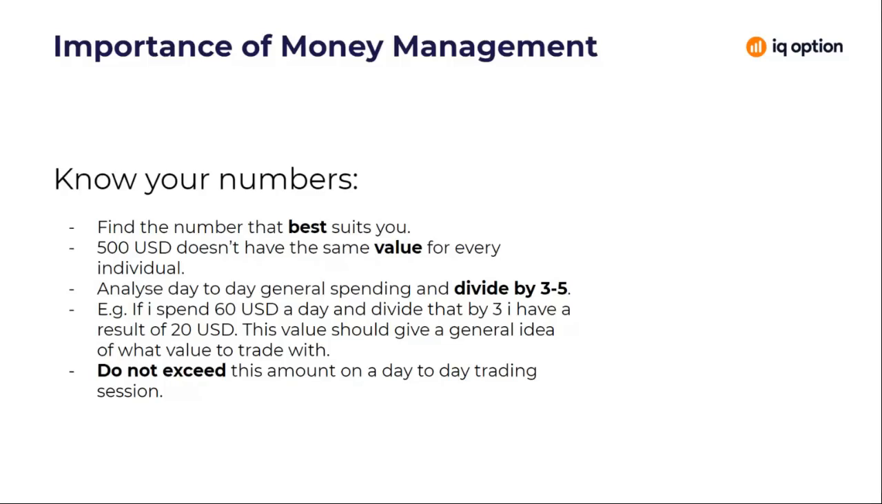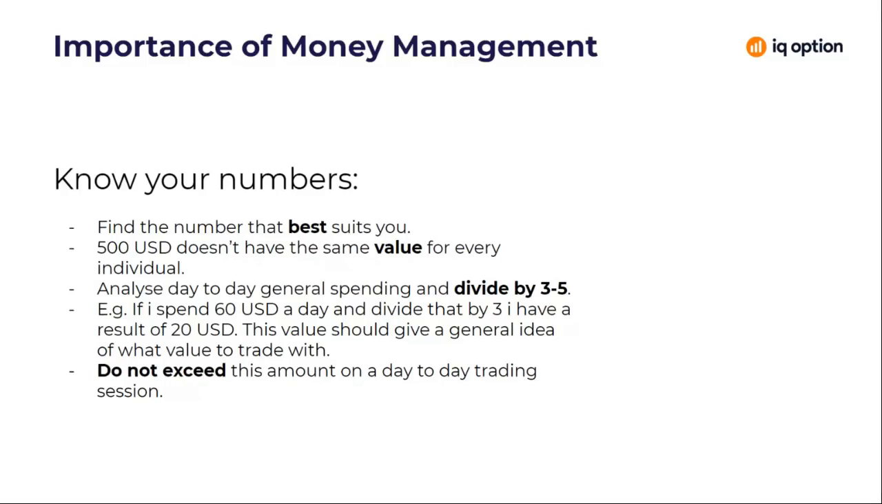And you tend to divide that number by 3, 4, or 5. Now, this is just a general rule of thumb. For some people this number might be too low. For some people day-to-day spending differs, but this is just a rule of thumb. You can work with this concept, with this logic, for your numbers. So a general example: if me personally I spend $60 a day, either for my coffee, shopping, clothes, whatever, cigarettes, anything.